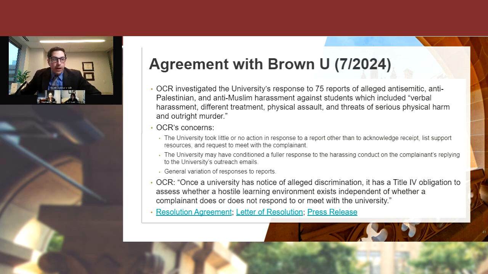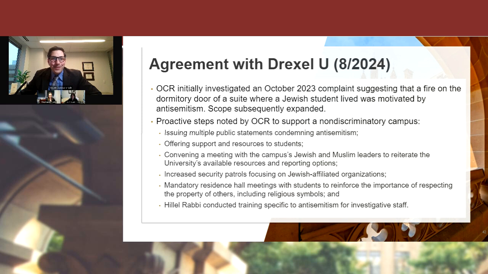address the hostile environment. I see there's another Title IV typo here. I think we do a lot of Title IV, so that's the confusion there. So all of these should be Title VI, if not there. Next, in agreement with Drexel University. Again, Drexel is a private nonprofit institution.